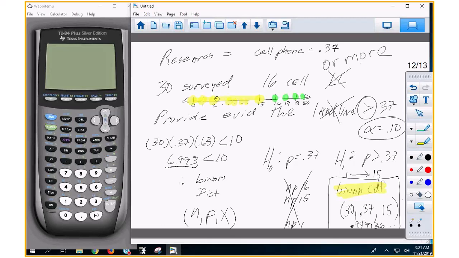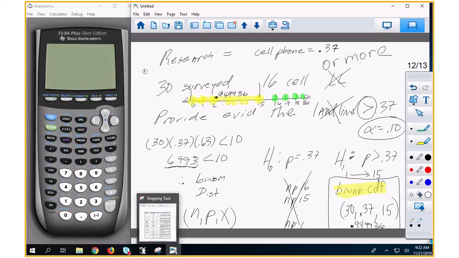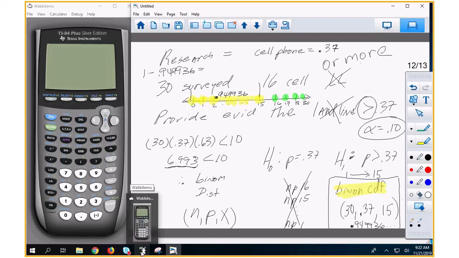So that's 0.949936. Okay? If I want to know what this is, I subtract this from what? 1. 1 minus 0.949936, and I get 0.0500. That's good enough for government work.